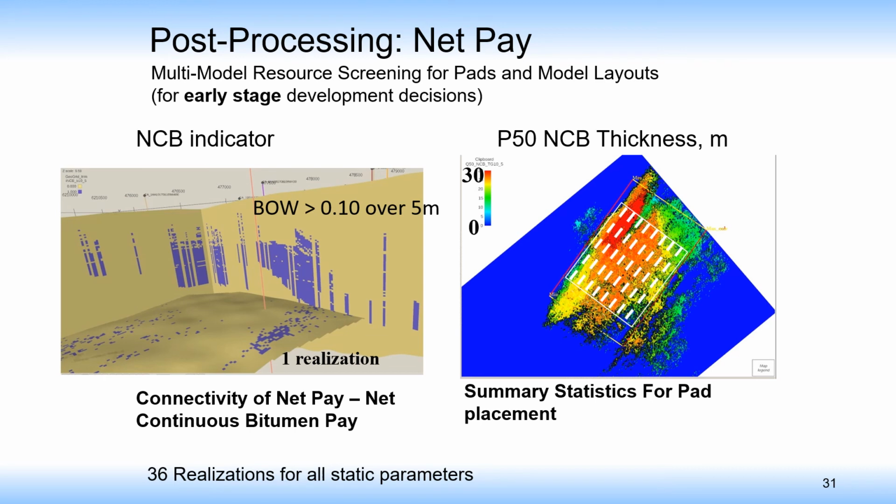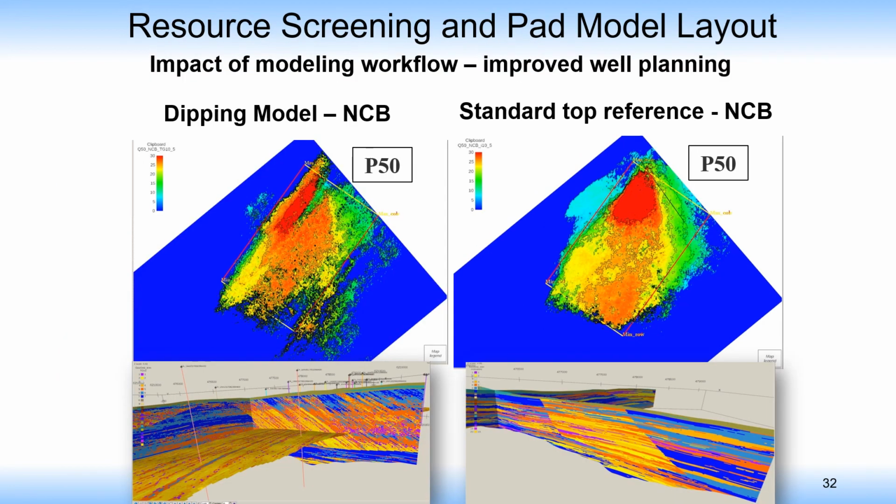From that, we can sum the thicknesses for all the realizations, and it gives us this textured probability. This is the P50 thickness for the net pay, and we could plan our well on our pad on something like that. This is a small pool. So here's the dipping model, and your modeling choices will impact these results. This is the same workflow except it's non-dipping, shown here.